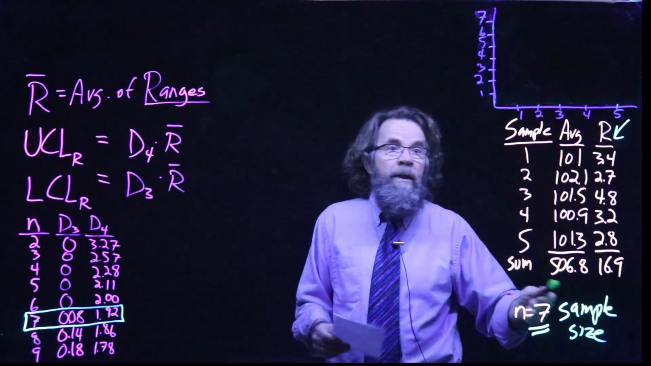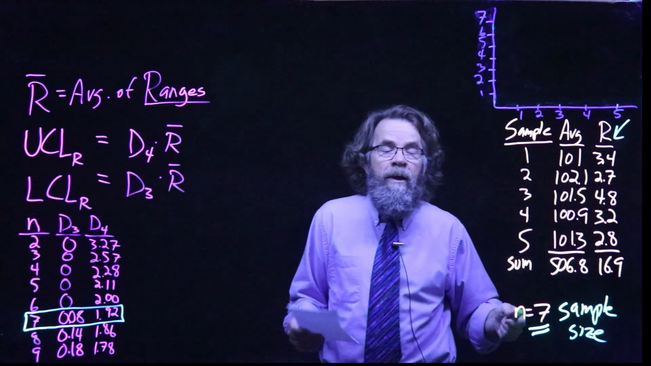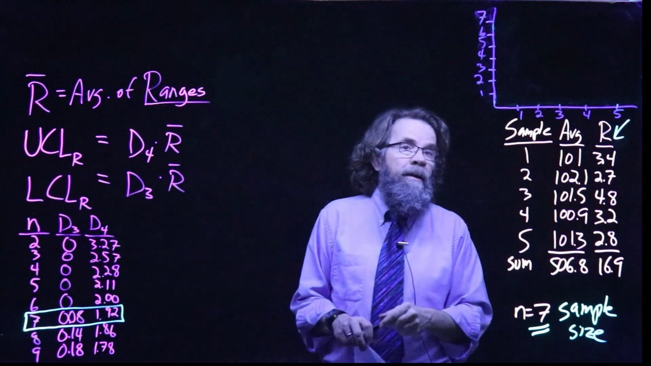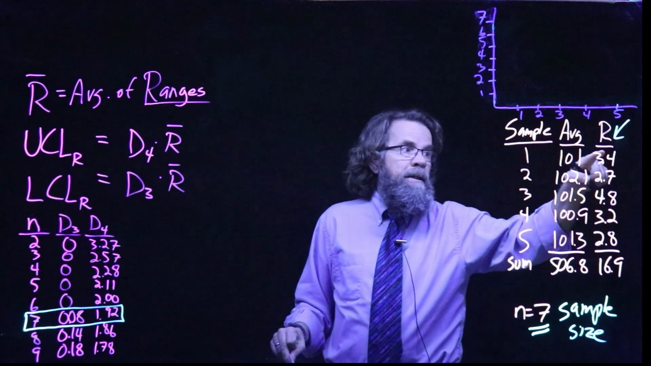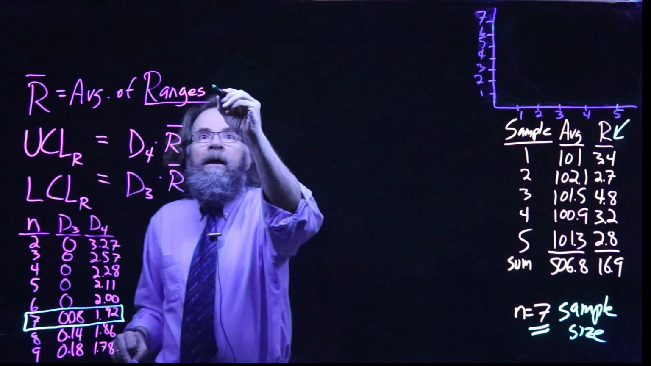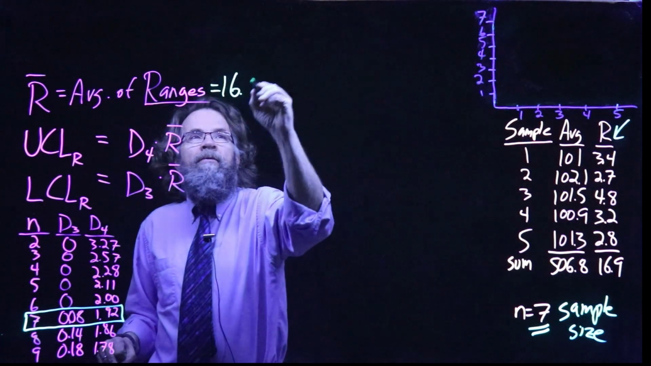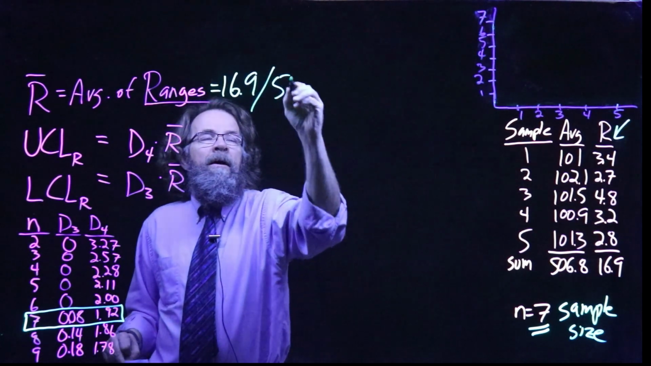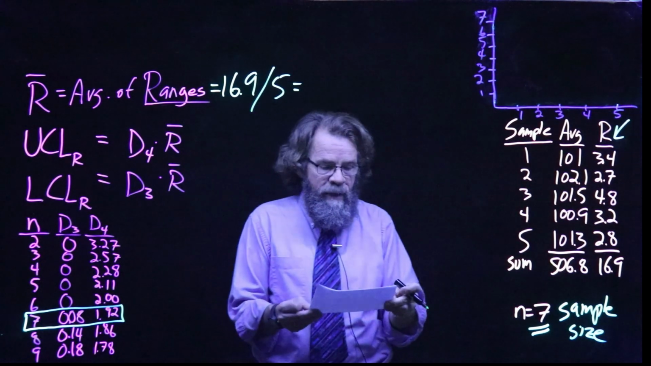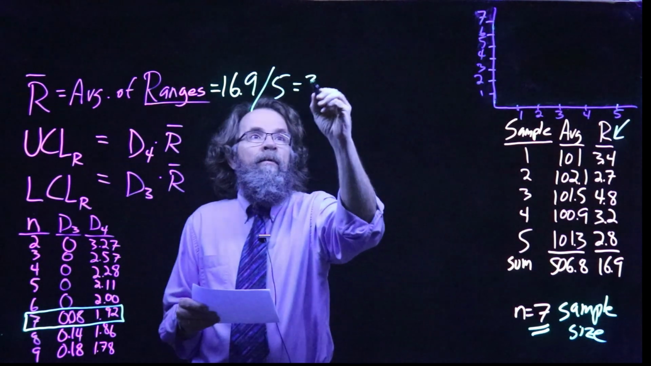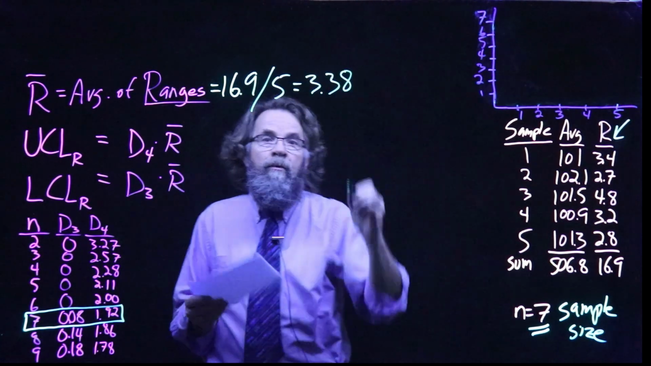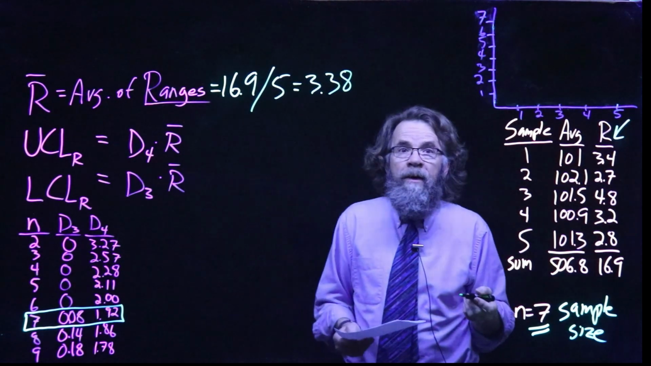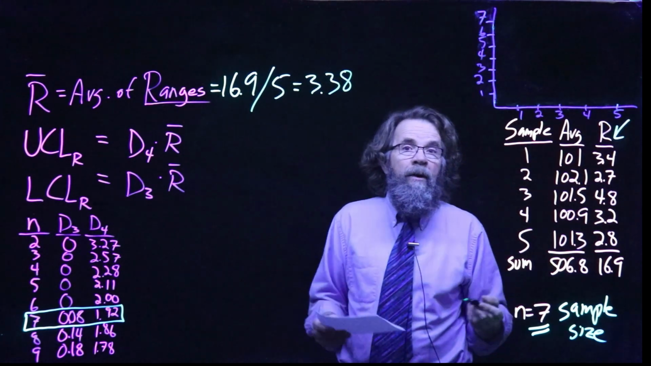So to get started, we need to know what the average range value is, and we call that R-bar. And that's quite simple to make. Just sum up the ranges and take the average. So 16.9 divided by 5 gives us an average value for the range of 3.38. Okay, now we have everything we need to do the calculation.